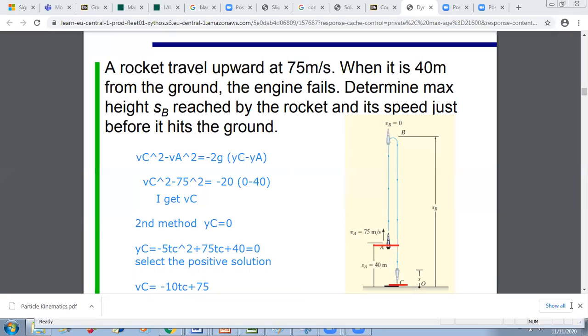Okay, any question for this problem? Okay.